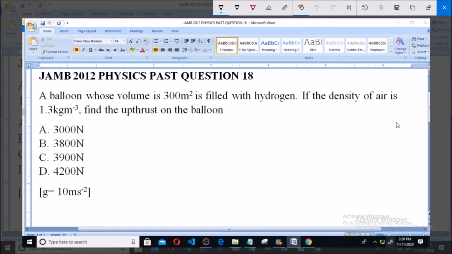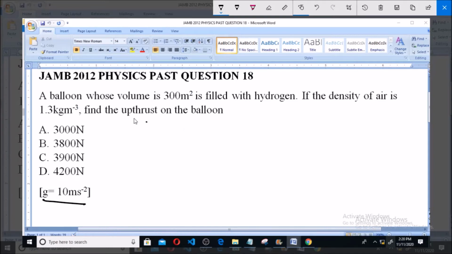A balloon whose volume is 300 meters cube is filled with hydrogen. If the density of air is 1.3 kilogram per meter cube, find the upthrust on the balloon. A. 3000 Newton, B. 3800 Newton, C. 3900 Newton, D. 4200 Newton. Acceleration due to gravity is given to us as 10 meters per second square.